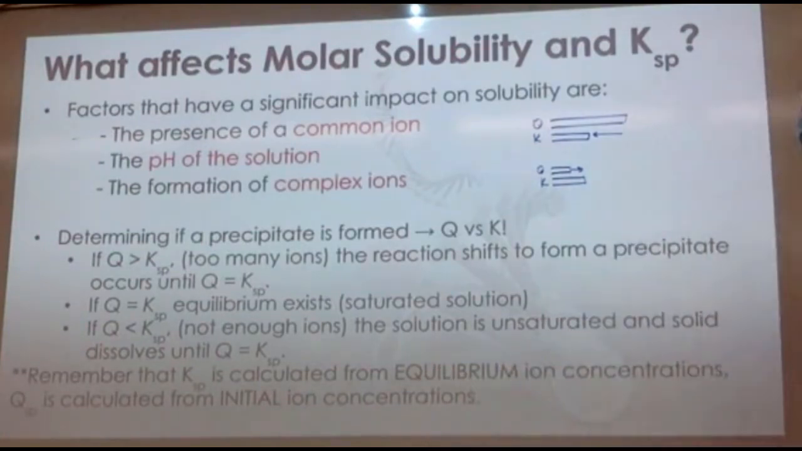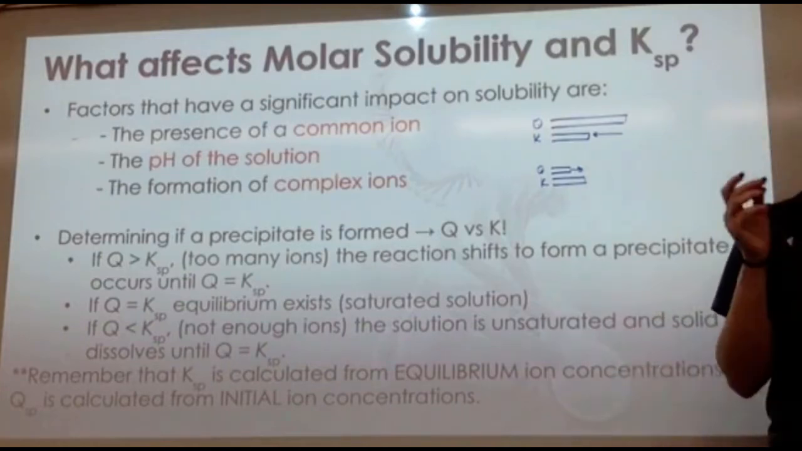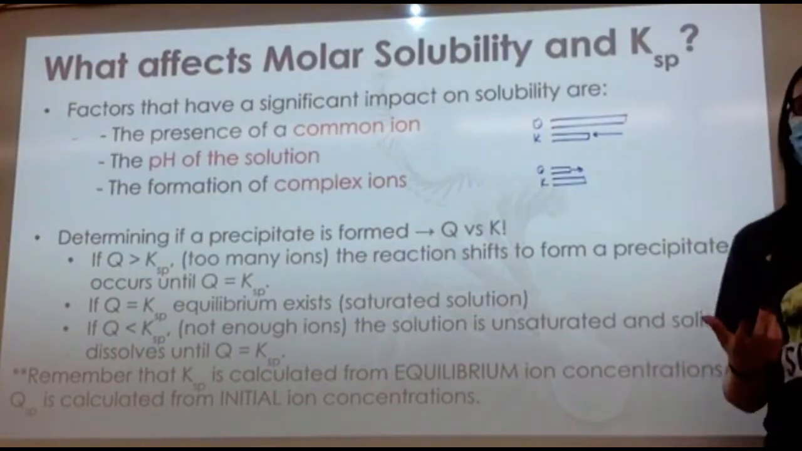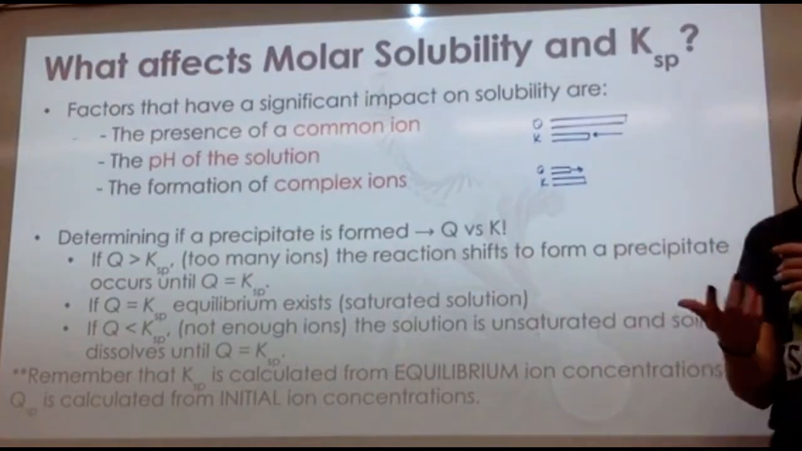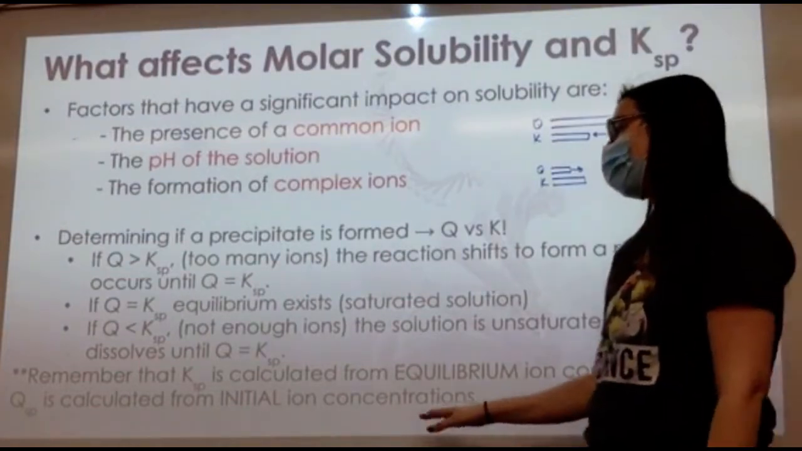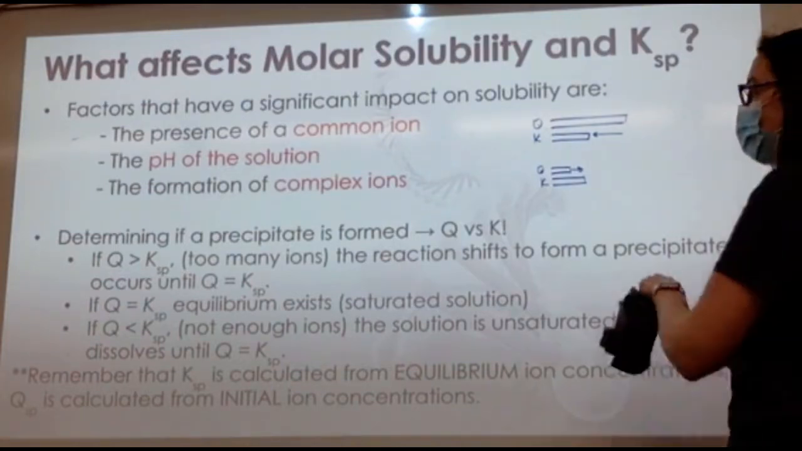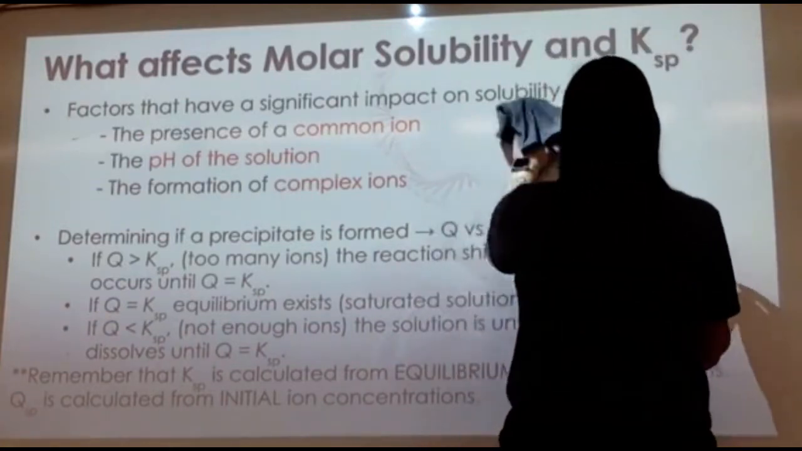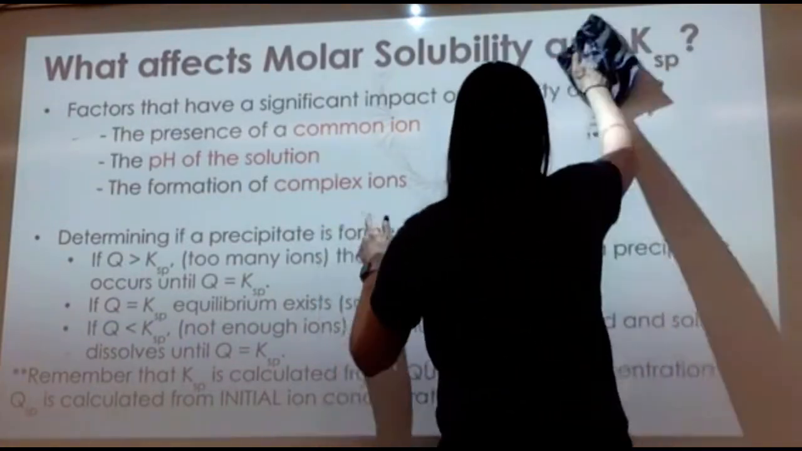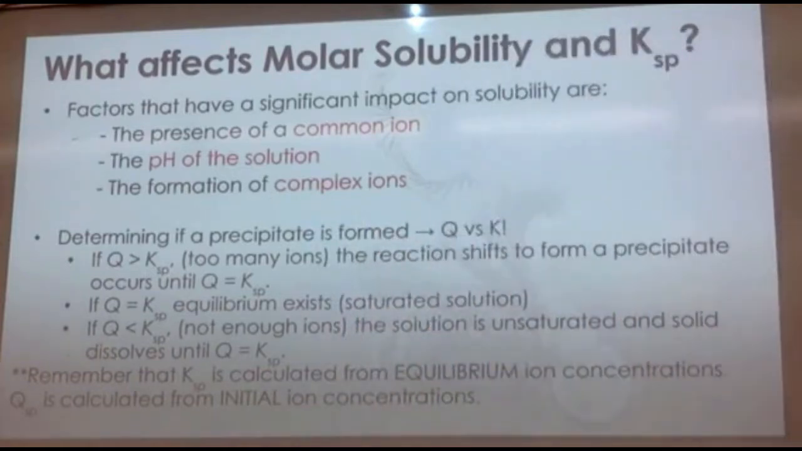So just a reminder that Ksp is equilibrium. Qsp, so that sp after Q just means that we're comparing it to Ksp. Just like Qc we could compare to Kc, Qp we could compare to Kp. But Q is calculated from initial concentrations or concentrations at any point in a reaction. If we don't know if we're at equilibrium, that's a Q calculation. But you're going to be able to tell because it's going to specifically ask, will a precipitate form? And when you see the word precipitate, that means Q versus K.